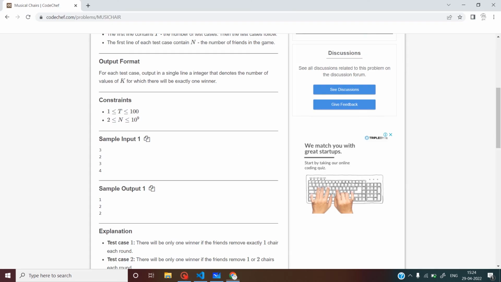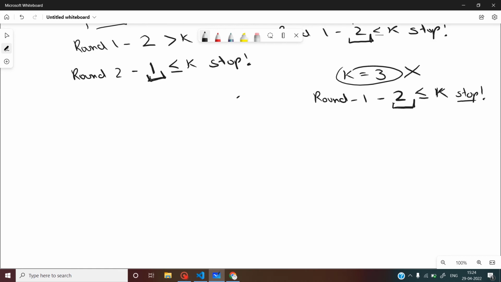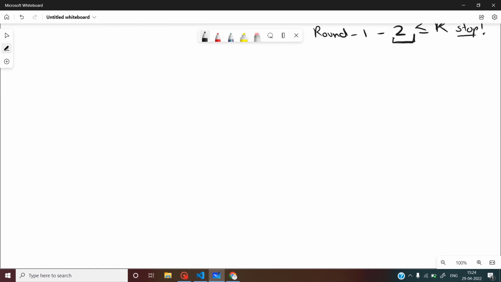So let's discuss the second test case. In the second test case, we are given n equals 3. Now in the first round, if we choose k equal to 1, in round 1 there will be n players, that is 3, which is greater than k.